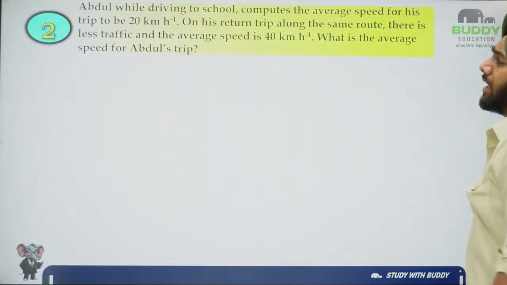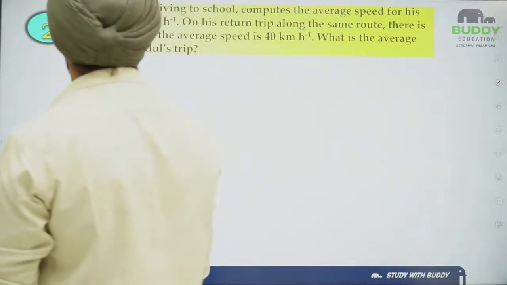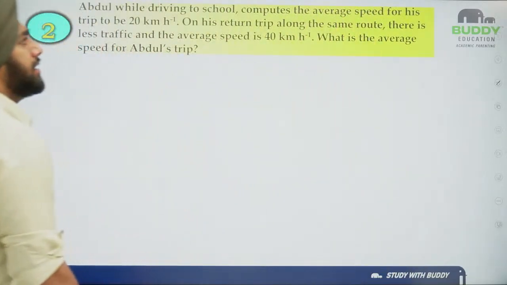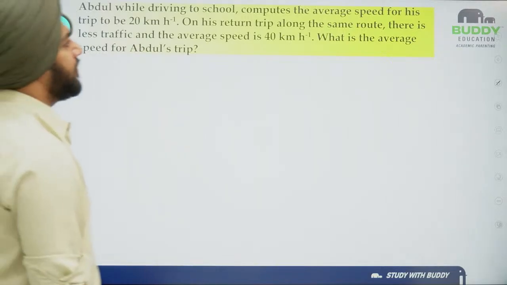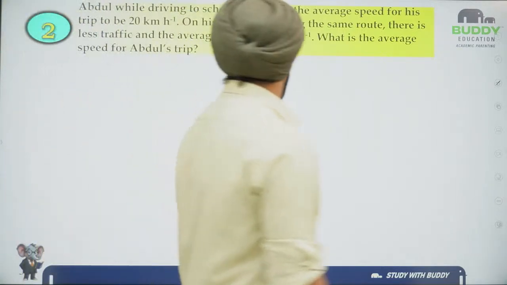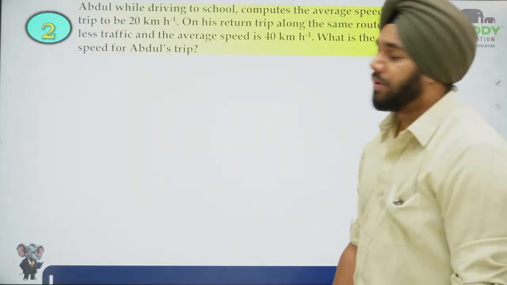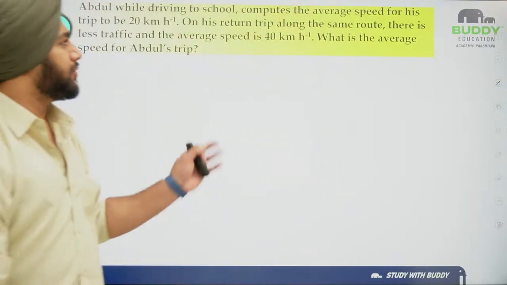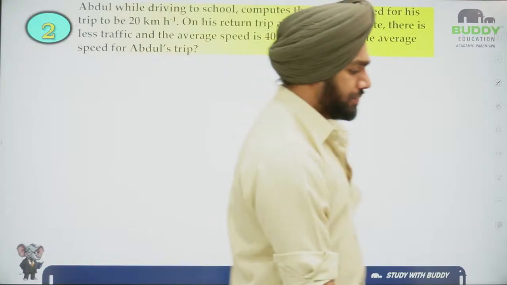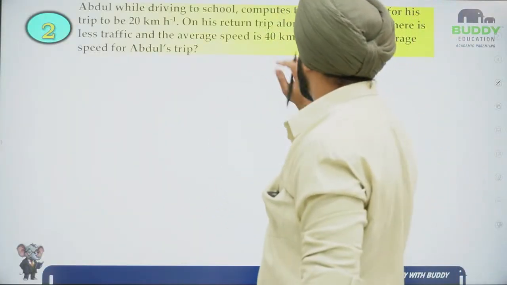Okay. Now coming to the next question. Abdul, while driving to the school, computes the average speed for his trip to be 20 km per hour. On his return along the same route, there is less traffic and the average speed is 40 km per hour. What is the average speed for Abdul's trip? Now, listen to me very carefully. This type of question you can see in the NCERT also.